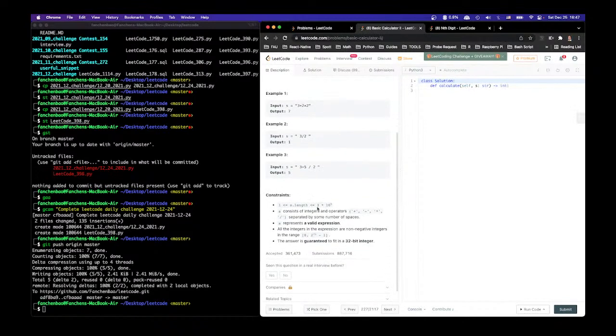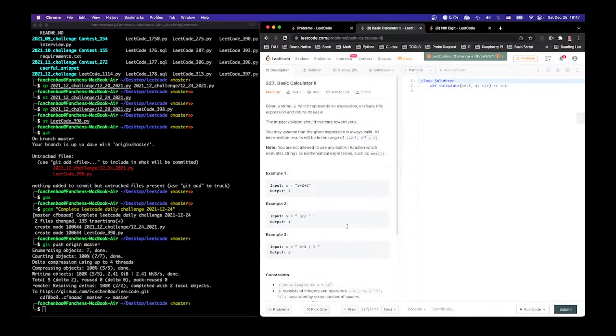The string consists of integers and operators separated by some number of spaces, such as a valid expression. Wait, hold on. Is there parentheses? Nope, there's no parentheses. All the integers in an expression are non-negative. So no negative value, no parentheses.